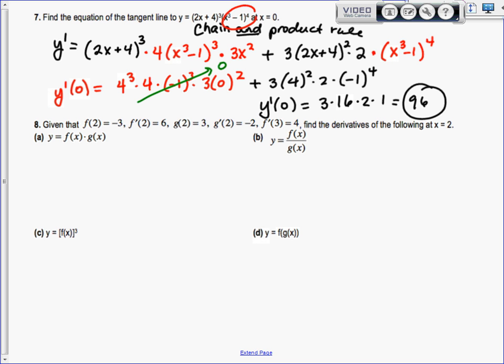So you need a point. That's your m. Your point is 0, comma what? If you plug in 0 into your original, up here, you're going to have 4 cubed times negative 1 to the 4th, so it's going to be 64, right? 4 cubed is 64. All right, so you're going to have y equals 96 is your slope, x plus 64 is your y-intercept. 0, comma 64, that's your answer. So y equals 96x plus 64.